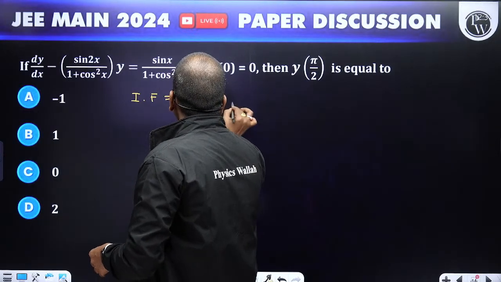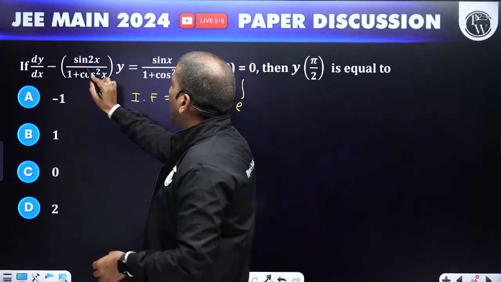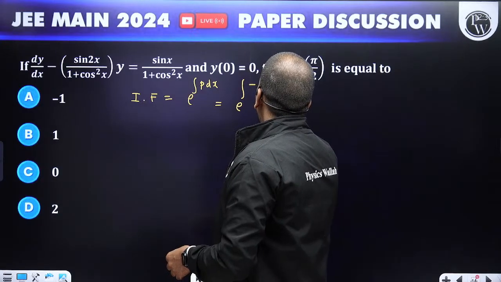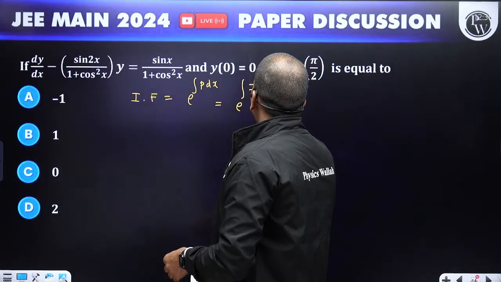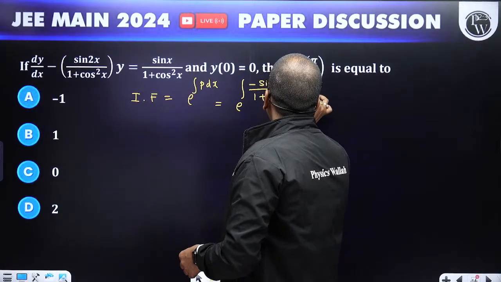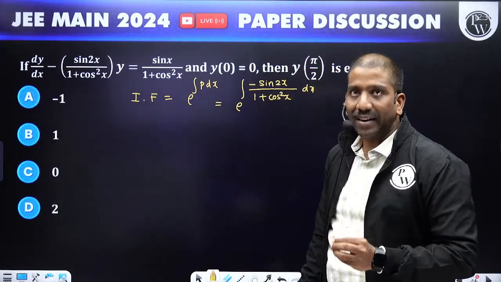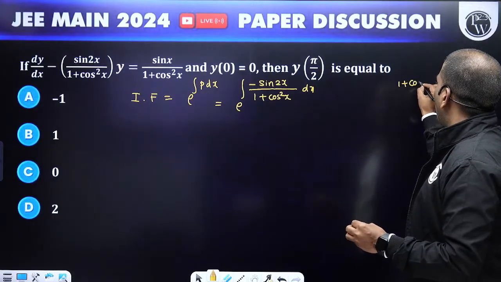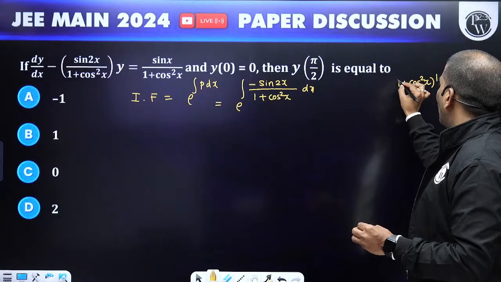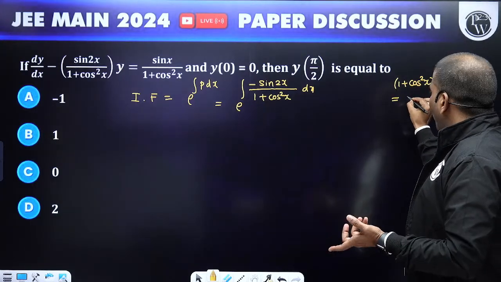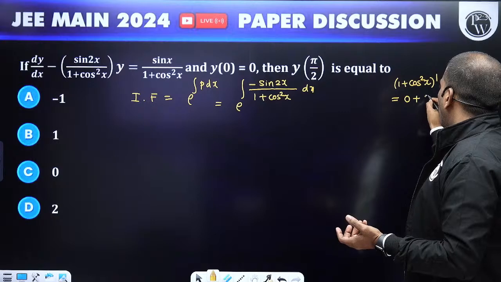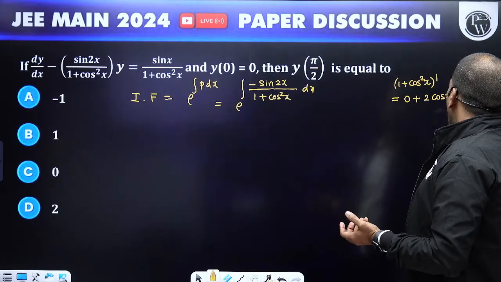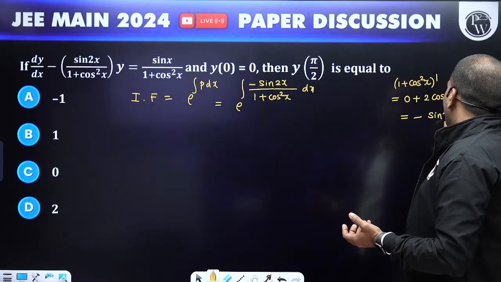What is e power integral P? P means coefficient of y. Minus sine 2x, minus sine 2x by 1 plus cos square x dx. When we observe, luckily, the derivative of 1 plus cos square x: derivative of 1 is 0, cos square x derivative is 2 cos x, derivative of cos x is minus sin x. So this is nothing but minus sine 2x.